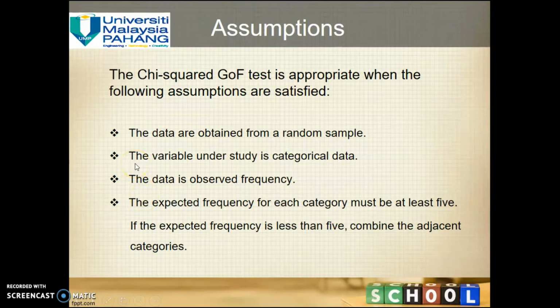But this one, the variable under study is categorical data, so you have to make sure the data is categorical data. So categorical data is qualitative data. Okay, the data that you have here must be frequency data.